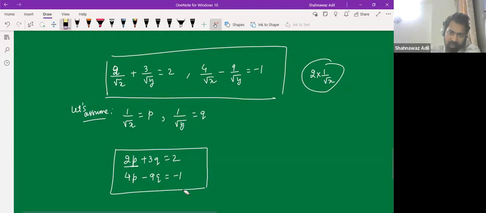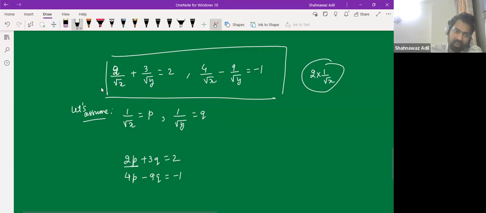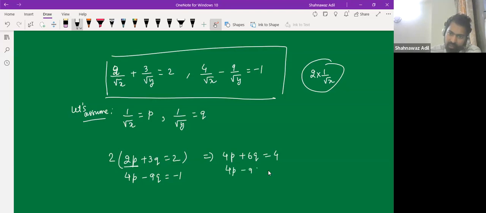Now you have changed these two equations to linear equations. So we can solve this by your favorite elimination method. We multiply the first by 2, so this will become 4p plus 6q equal to 4. This is 4p minus 9q equal to minus 1. We subtract these two, the sign will change, so 4p will cancel. 15q equal to 5. So q is 5 by 15, so 1 by 3.